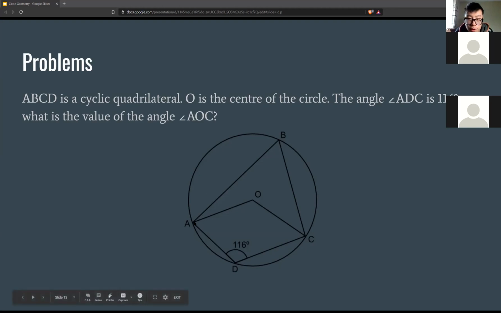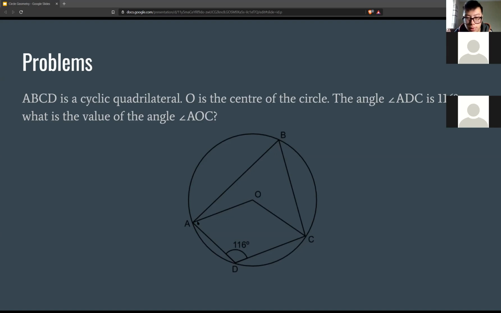Okay. So we have ADC is equal to 116 degrees. Remember that ABCD is an inscribed quadrilateral inside the circle. If we use the quadrilateral theorem, we know that ADC plus ABC is equal to 180 degrees. And so if we solve for ABC, that makes it equal to 64 degrees. So 116 plus 64 should equal 180 degrees, right? So now we have ABC is equal to 64 degrees.